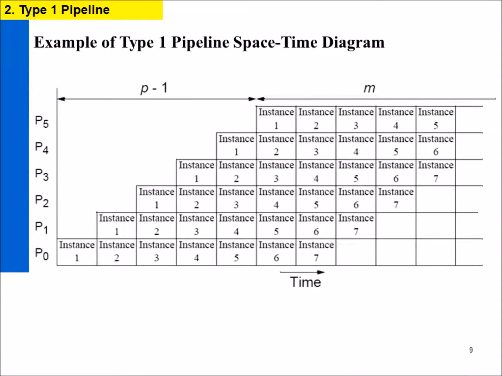Here is a space-time diagram illustrating this kind of Type 1 pipeline. So in this diagram, you can see that each process is assumed to have been given the same time to complete its task. Each time period is one pipeline cycle. Each instance of the problem requires 6 sequential processes P0, P1, P2, P3, P4, and P5. Note the staircase effect that happens at the beginning. After the staircase effect, one instance of the problem is completed in each pipeline cycle.